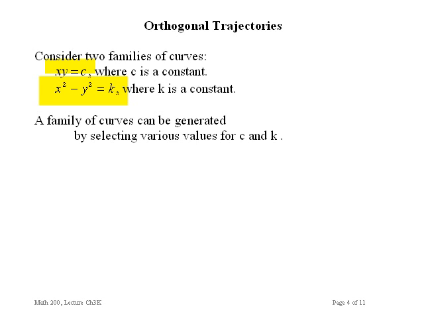For example, if I let c be 1, I would get a curve in the plane. If I let c be 2, I get another member of the family. If I let c be 5, I get yet another member of the family. The same thing with k, and that's how these curves are drawn.